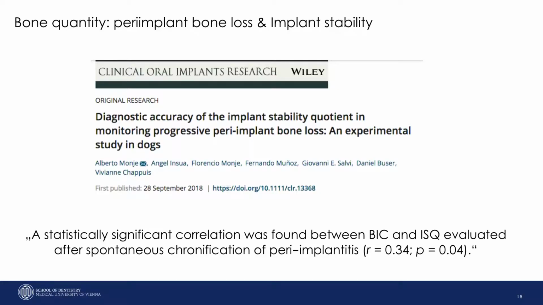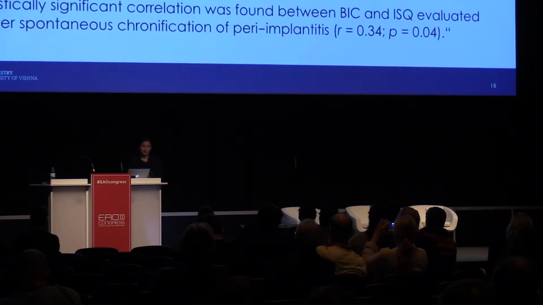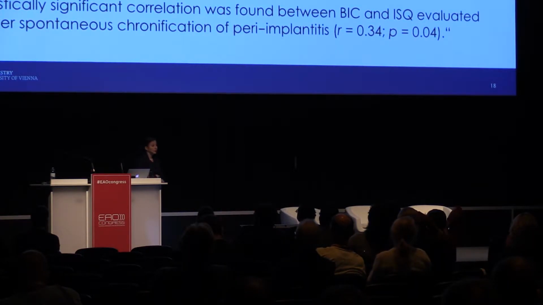When we go to the bone quantity, I also want to cite a very nice study from Bern because it's very clear, and it's a dog study. I have to apologize, but what you can see is that marginal bone level, when it's decreasing, has an impact on implant stability. And I think this is also a very nice study just to show what you can do with implant stability measurement, also in the long run, just to estimate how your patient is in healing or in complications.